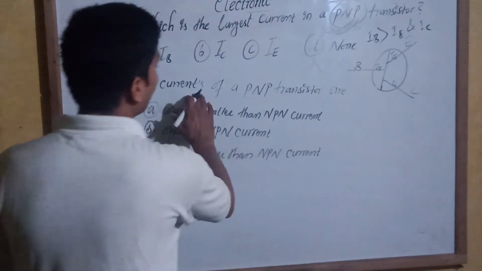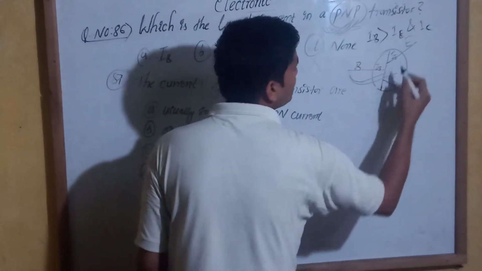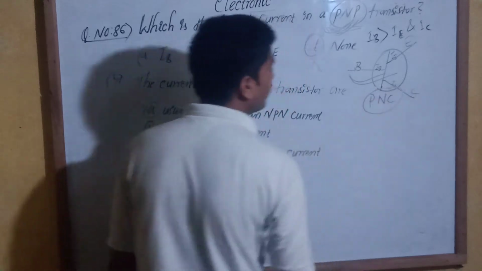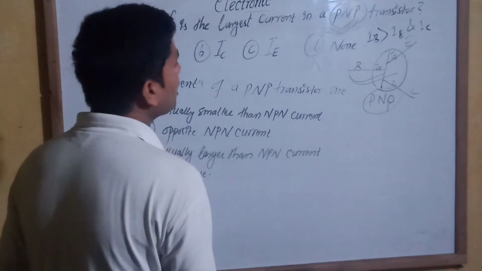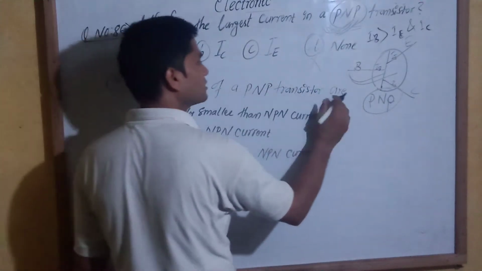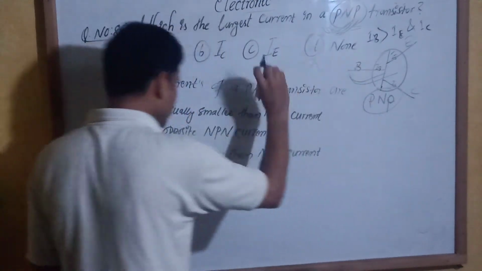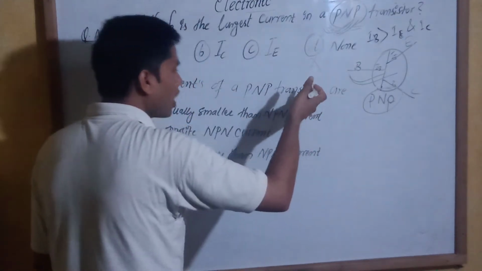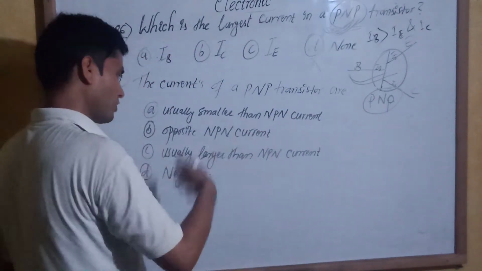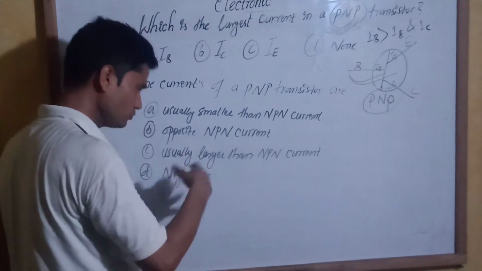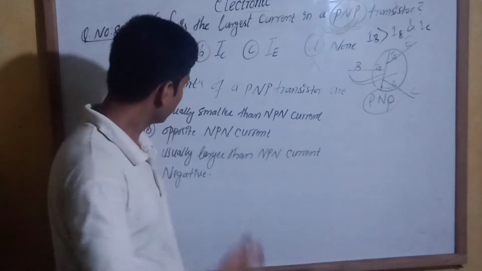The current of a PNP transistor are, okay, we have been given a PNP type of transistor. This PNP transistor has a current, and this current is usually smaller, or maybe greater, or maybe opposite, or maybe negative. We have been given 4 options. You can choose the answer yourself before I tell.